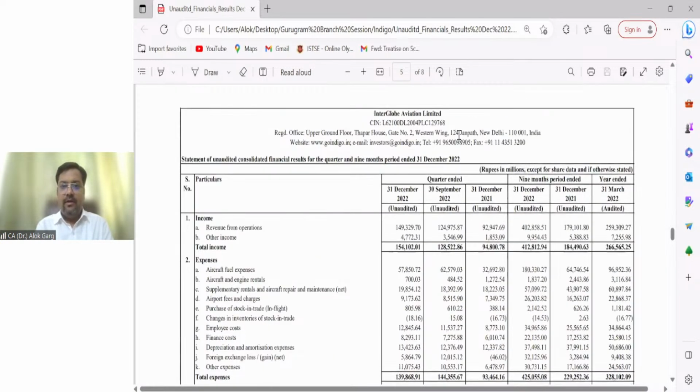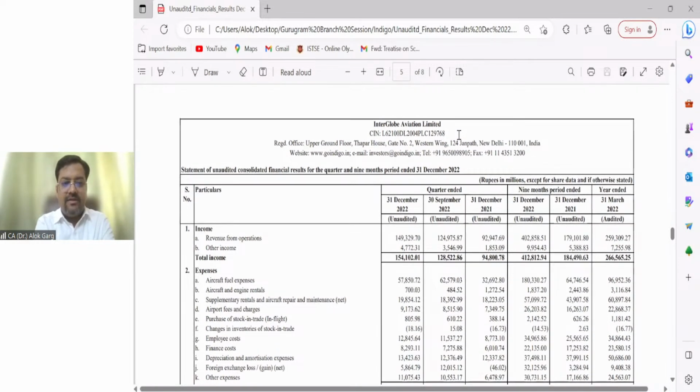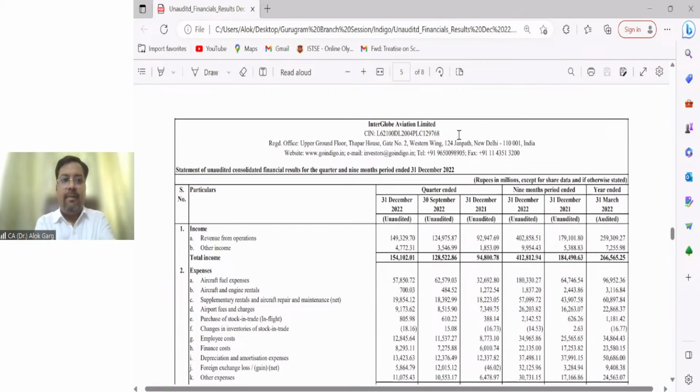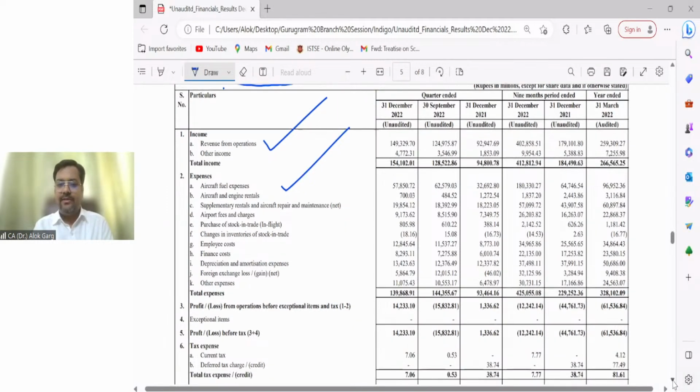Indigo Airline results, December. You can see the statement of unaudited consolidated financial results. These results could be audited, could be unaudited, right? But of course, these have been filed with the public. Statement of unaudited financial results for the quarter and 9 months. For the quarter means Q3, 1st October to 31st December, and year to date means 9 months, 1st April to 31st December, right? You can see that they have just filed the results, income, expenses, for some periods. So this is as per the SEBI regulations.